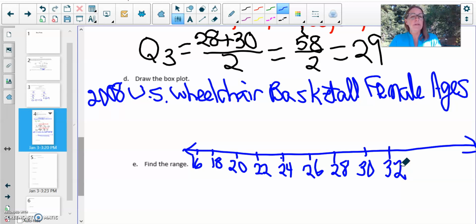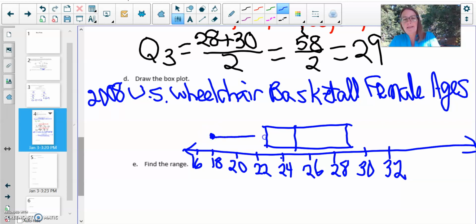Okay, again, I like to start with the box. So my lower quartile was at 23. That's the left edge of my box. My upper quartile was at 29, the right edge of my box. So I start by making my box. My median was at 25. My minimum was 18, so I draw my lower whisker. My maximum was 30. There's my upper whisker.